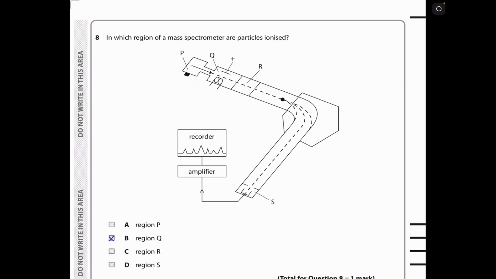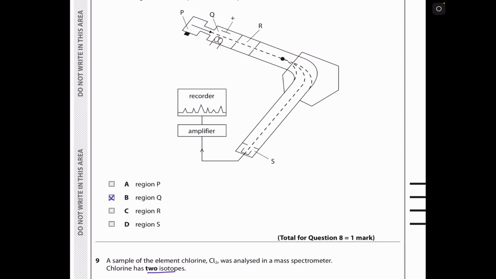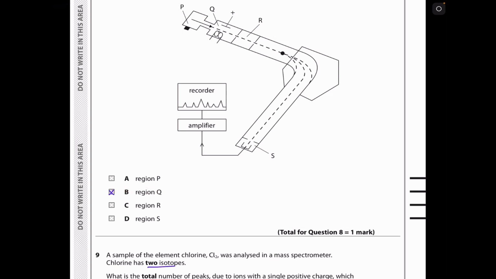In question 8, in which region of a mass spectrometer are particles ionized? Ionization takes place here. Remember, this is vaporization, ionization, there is acceleration, there is deflection, and then detection can take place, so it's going to be region Q.